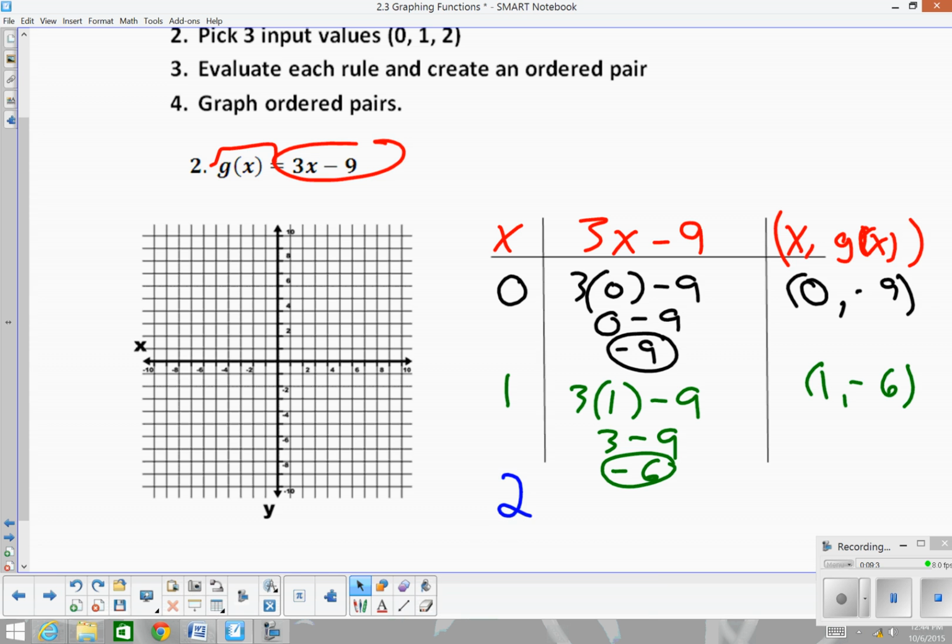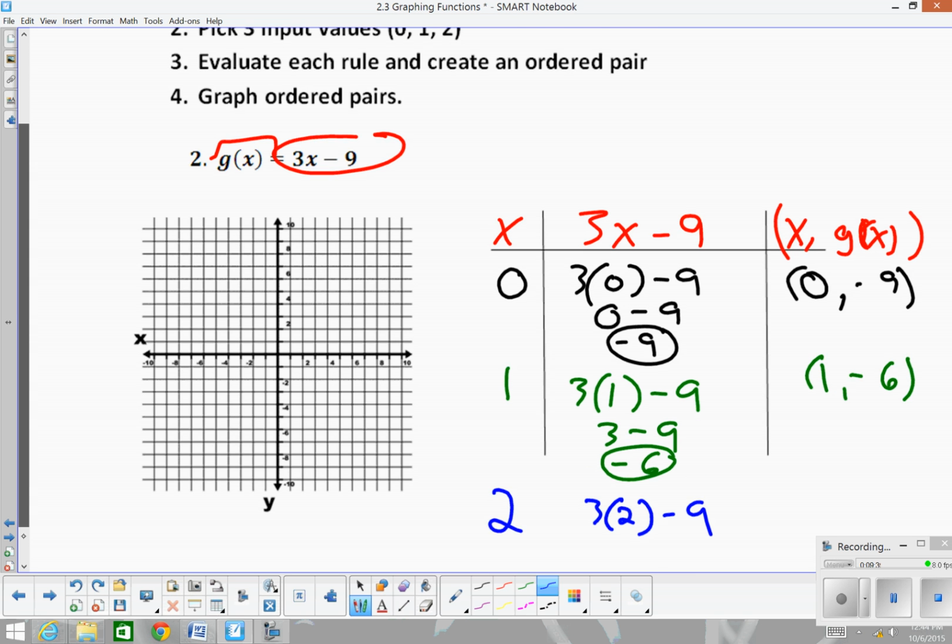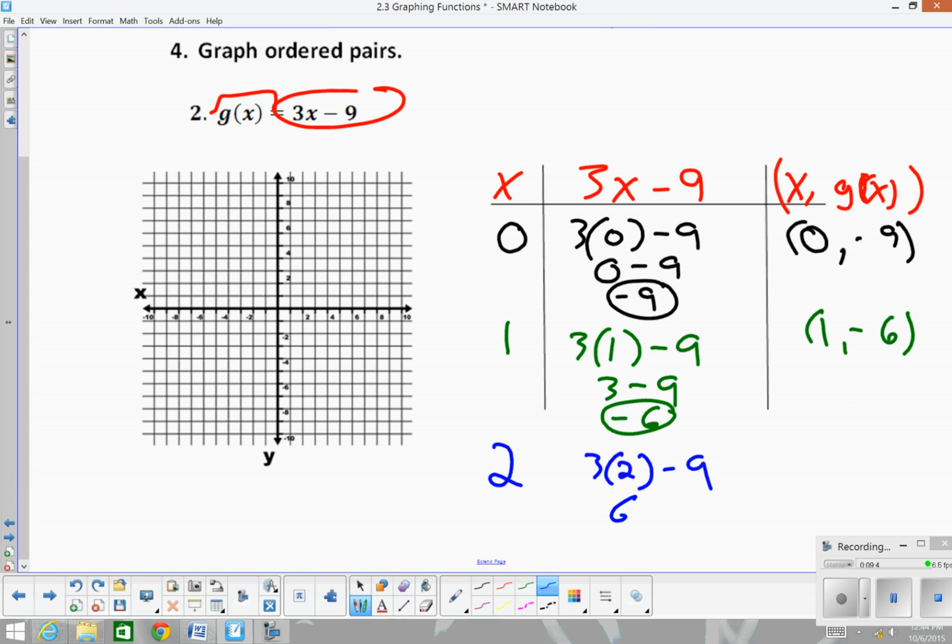Awesome. Lastly, I have my 2. Plug it in. It's going to be 3 times 2 minus 9. Okay, 3 times 2 is 6, minus 9. 6 minus 9 is negative 3. Okay, so now when I go ahead and plot this, it's going to be 2, negative 3.